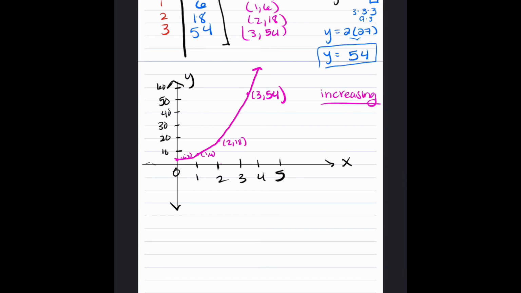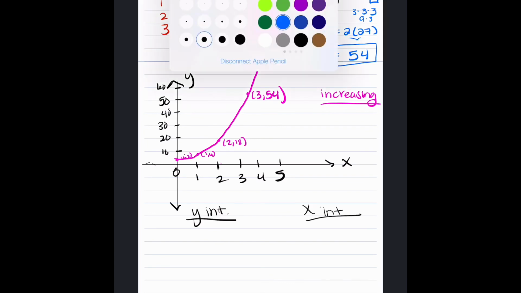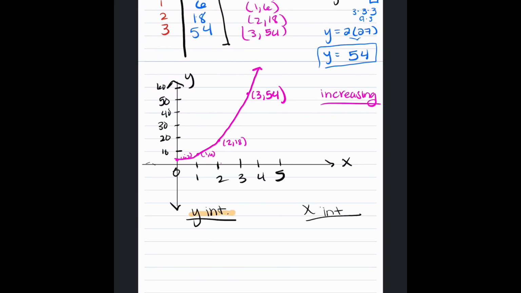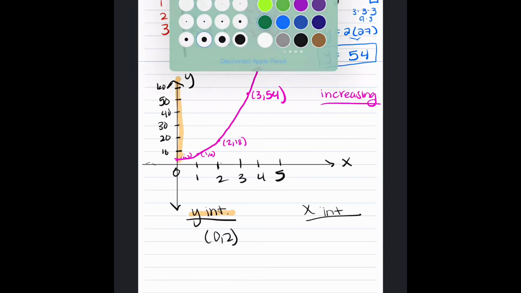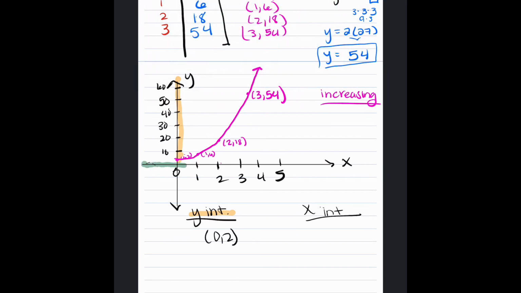And then finally, I just want to label my intercepts. So my y-intercept, I abbreviated INT, and my x-intercept. So remember, your y-intercept is where your graph crosses the y-axis. So if I draw a line down my y-axis, my graph touches it right there at that point, which is (0, 2). For the x-axis, I'm looking where my graph is going to cross that x-axis, and I see that this graph never crosses the x-axis, so therefore there is no x-intercept, or none.